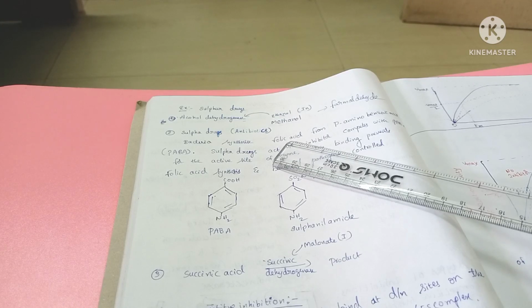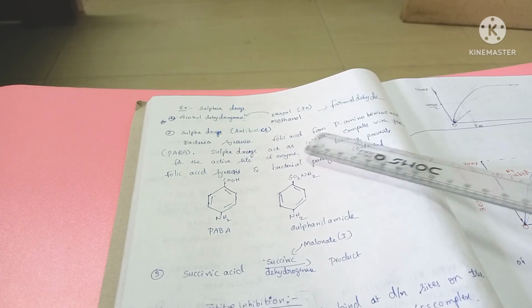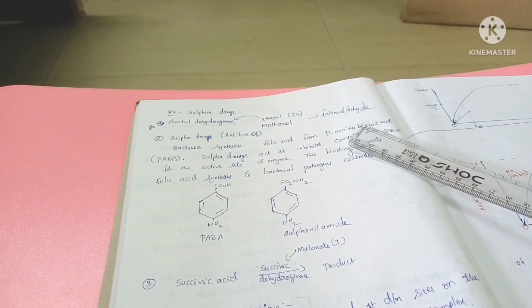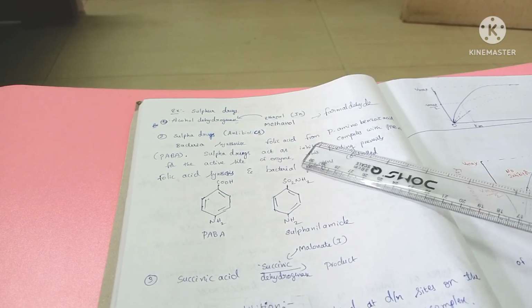But bacteria, the folic acid from the cells will not be reached inside the bacterial cell wall by means of any active transport or diffusion. So the bacteria must synthesize its own folic acid. For that, it needs para-aminobenzoic acid, which in short is called PABA.